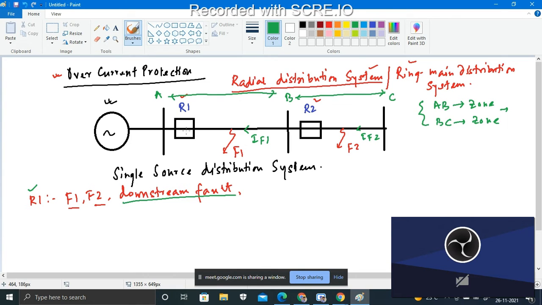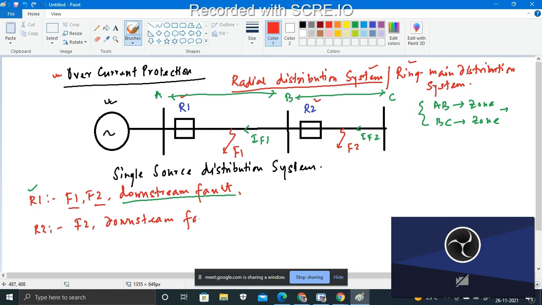Look, in the anti-clockwise direction, those faulty currents start from here. So the fault is R1 downstream fault of R1, then it is coming R2, then it is coming R3. In the case of R2, what I will see, the direction is the same. In the case of R2, F2 is the downstream fault. R1 is representative of RA. Representative means the same place.